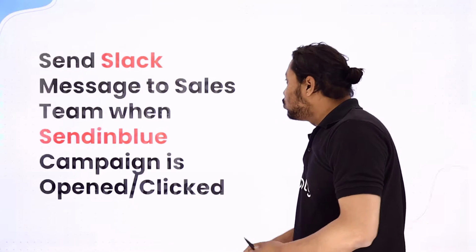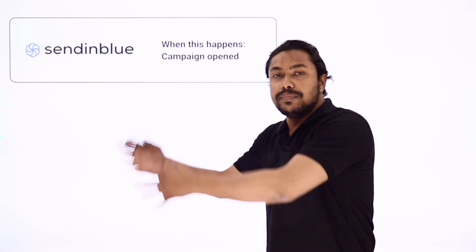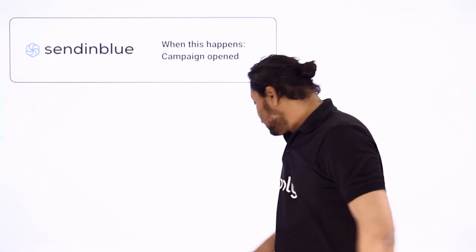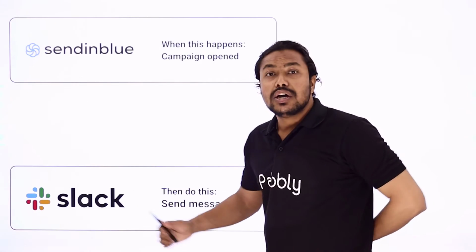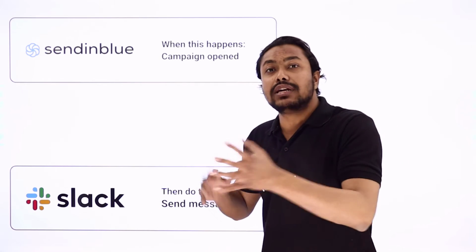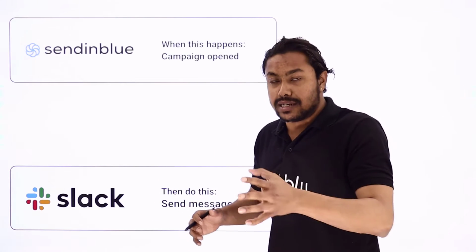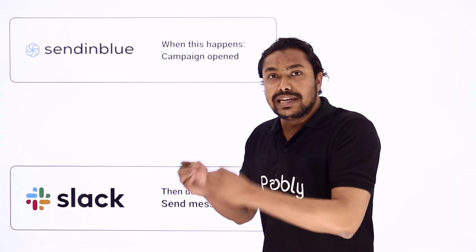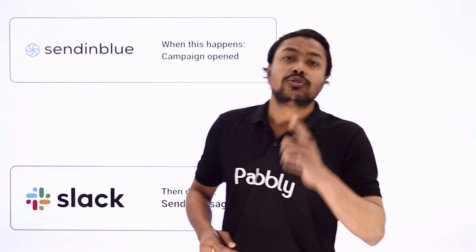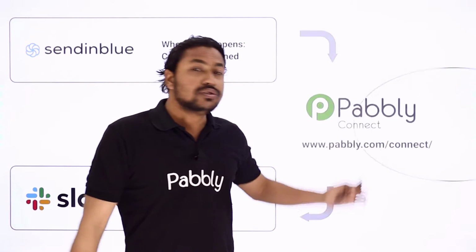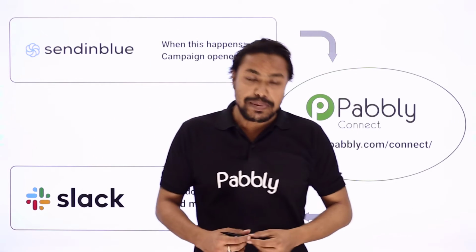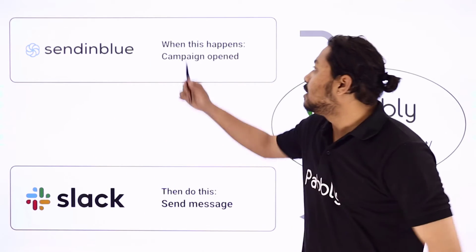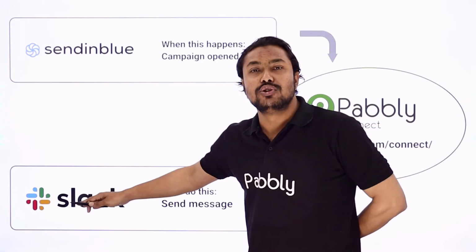Now, what are we going to do here? First, we are going to create a Sendinblue campaign, and then we will send it to the person on his mail. Now, if that mail is opened, a message on the Slack channel where your team is already present will be sent. Okay, now that message which will be sent to your team member can be used as a lead to work upon. Now, to do this automation, we are going to use an integration and automation service, Pabbly Connect, which will help you connect your Sendinblue and Slack account together.